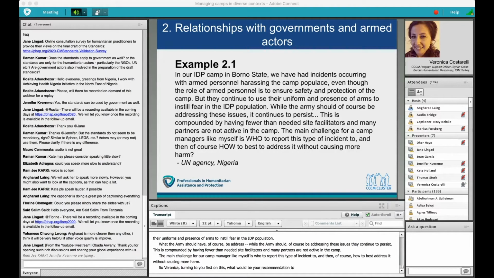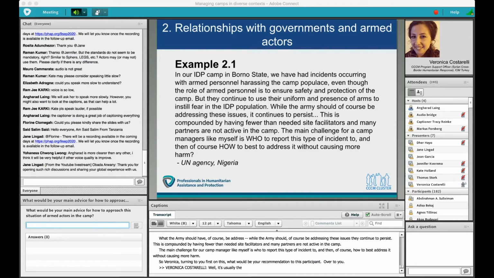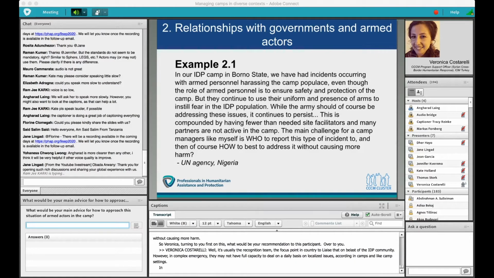Well, usually it is the role of OCHA, more specifically the Civil Military Coordination Team or focal point in country, to liaise directly with government or armed actors on behalf of the humanitarian community. However, in complex emergencies, it might happen that OCHA won't have full capacity to deal on a daily basis with localized issues occurring in camps and in light camp settings. In that case, you need to understand which issue must be escalated because it requires the intervention of OCHA, and what kind of issue you can perhaps try to mitigate, talking directly with the local authorities.